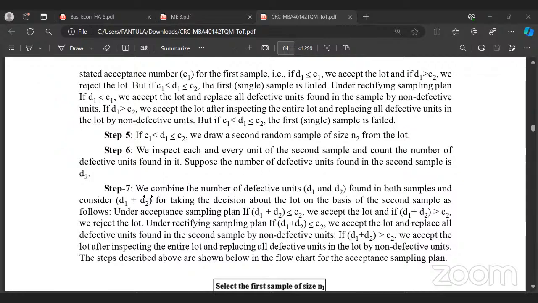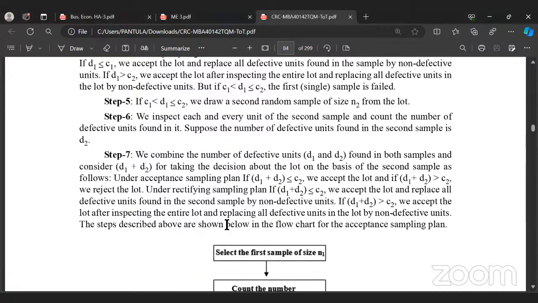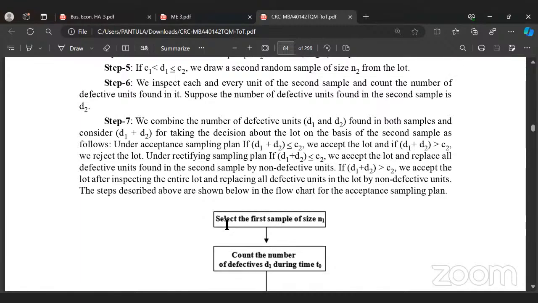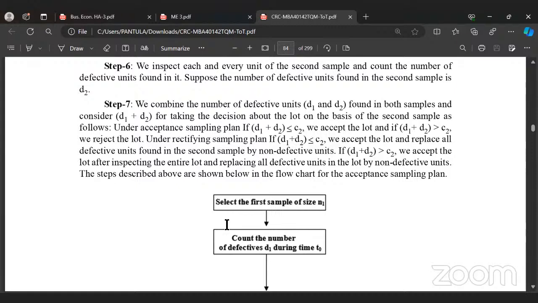So here we combine the defective units D1 and D2 found in both samples. Consider D1 plus D2 for taking a decision about a lot on the basis of the second sample. Under this, if D1 plus D2 is less than or equal to C2, we accept the lot. And if D1 plus D2 is greater than C2, we reject the lot.